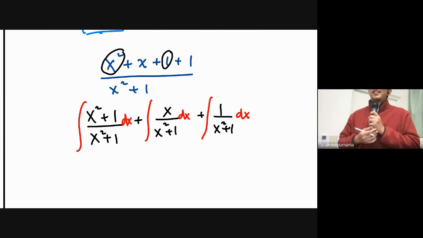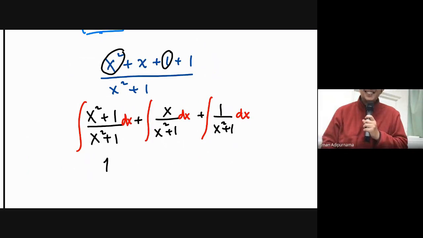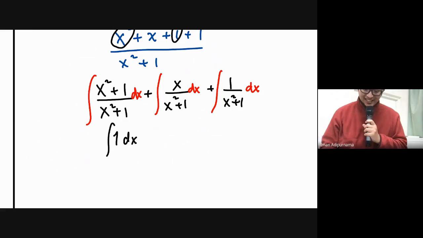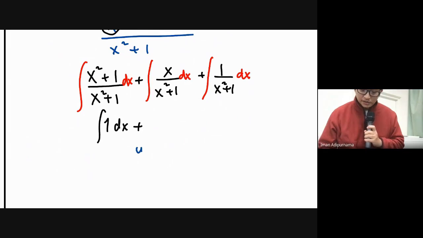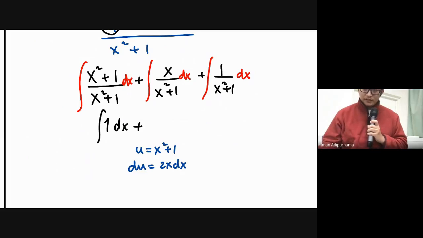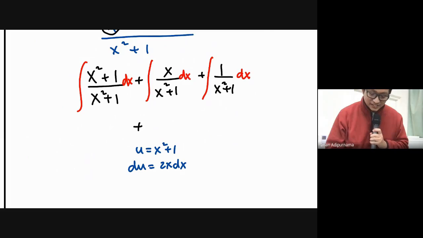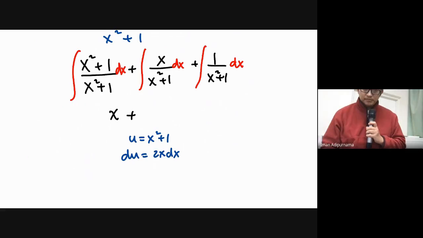Yeah, it's just playing with the numbers and then you can separate, right? And this will be 1, right? This is the x and then plus. The second one you can solve by substitution, right? Let's substitute u is x squared plus 1 and then du is 2x dx. So you will have a half. So let me just write the answer directly. So x plus half ln of x squared plus 1.